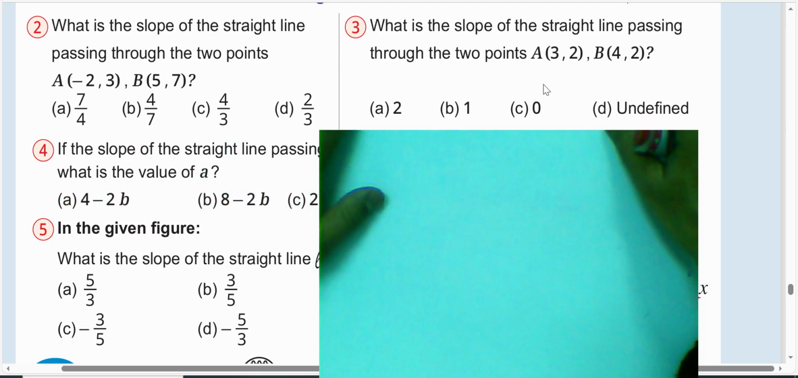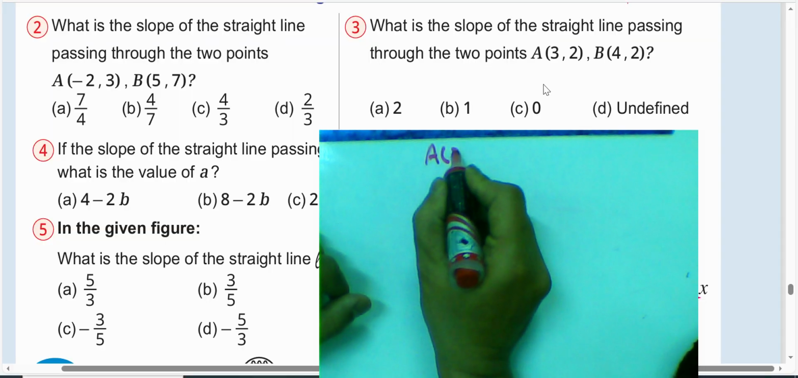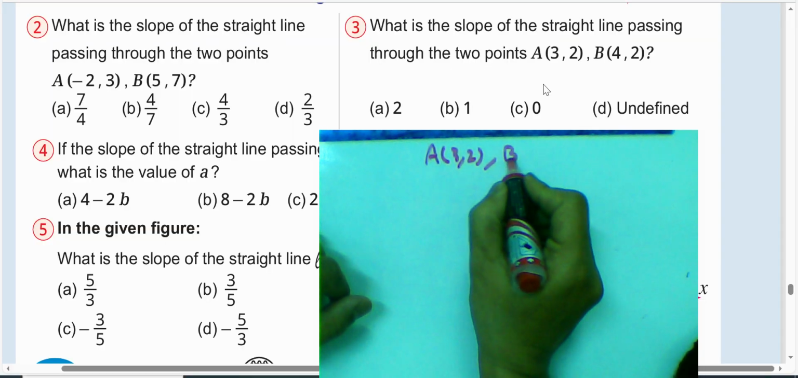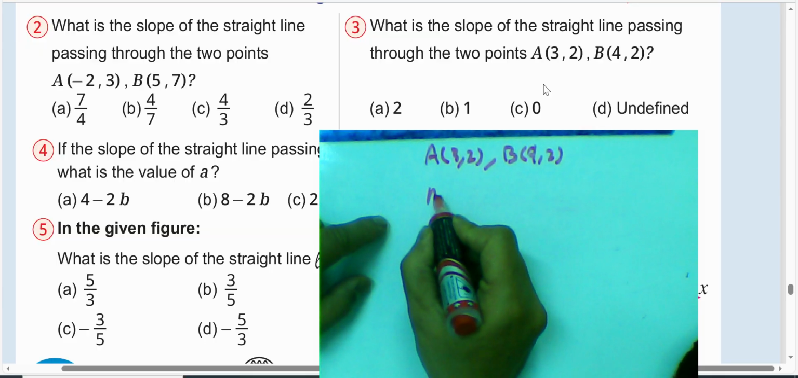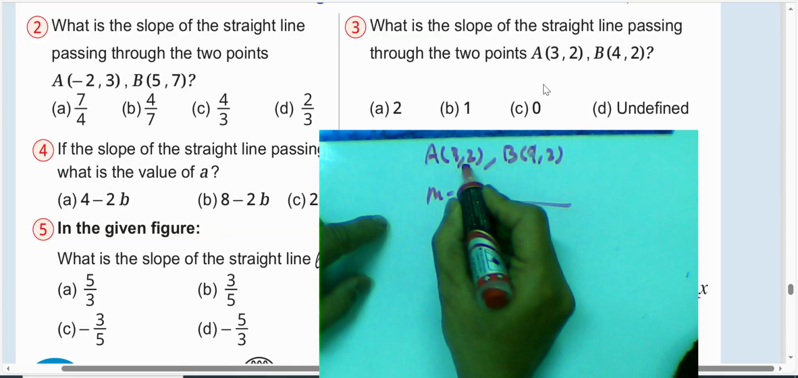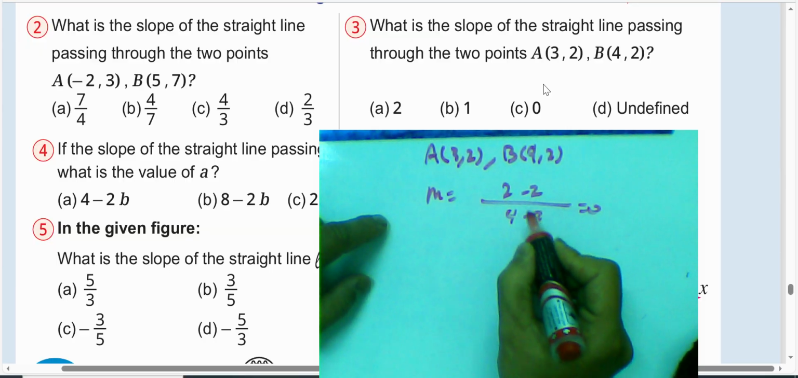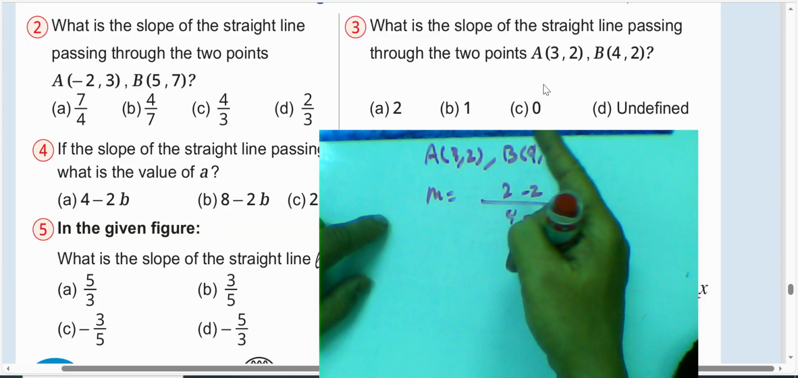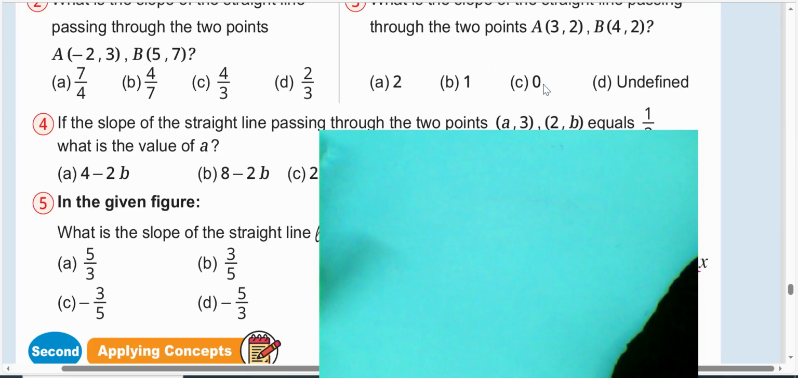What is the slope of the straight line passing through 2 points A and B? We have point A, 3 and 2, and point B, 4 and 2. Then the slope equals y2 minus y1 over x2 minus x1, 2 minus 2 over 4 minus 3. The result will be 0. 2 minus 2 is 0. It shows letter C. Next question.